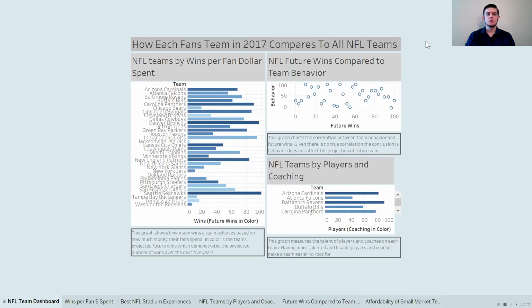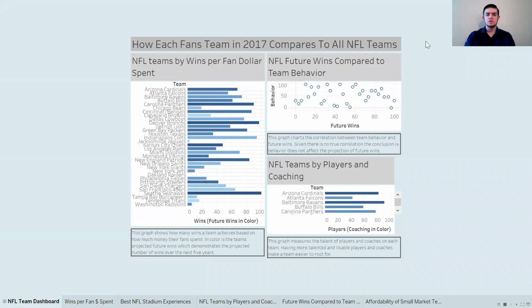Before I get into the dashboard and the different graphs, I'll mention why I did it, and that's because I've always been into sports statistics. For me, this was a very interesting way to dig a little deeper into each team in the NFL, to see how my favorite team, the Indianapolis Colts, compares, and to allow other fans to compare their teams as well.